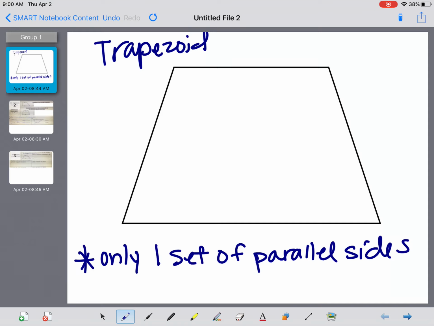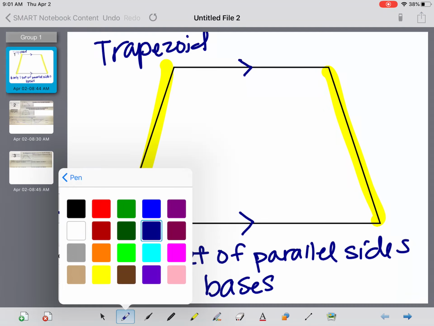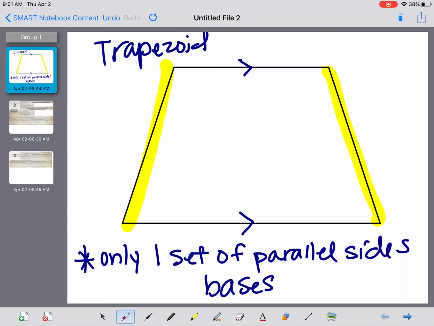So you'll remember when we talked about a parallelogram that all of the opposite sides were parallel. Well, in a trapezoid, it's just the bases. The bases are parallel, and those bases are the top and bottom. You see how those are parallel, and you see how these other two sides are not parallel because if you were to keep them going, they would cross each other. So the only property that you need to remember about a trapezoid is that there's only one set of parallel sides, and that's the bases.